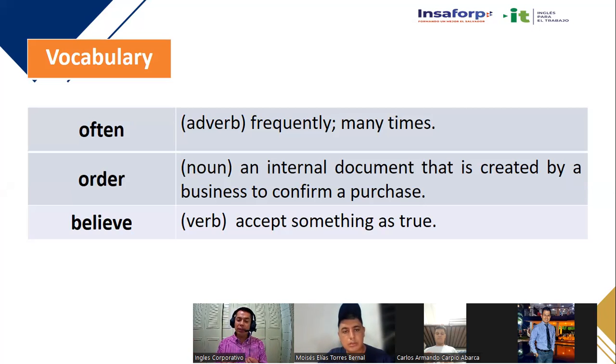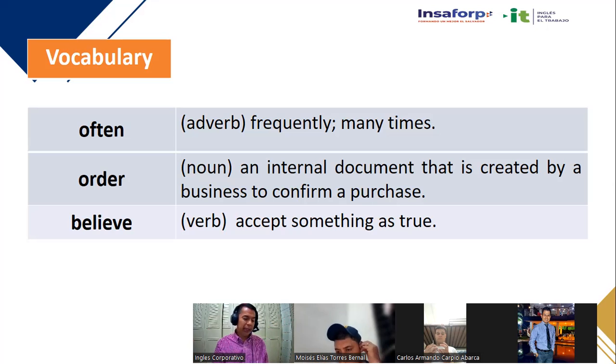Order is an internal document that is created by a business to confirm a purchase, compra. For example, in aeromantenimiento, that is the place where Francisco works, right? It is the document that says you need to buy, I don't know, what can you buy in aeromantenimiento? For example, maybe some tools, herramientas, for the reparation of the airplanes, right? So the order is the document that indicates that you are going to buy, va a comprar algo, right? So that is the order.